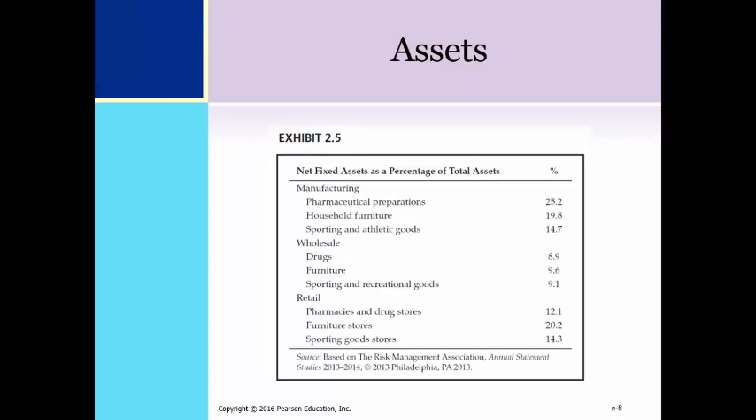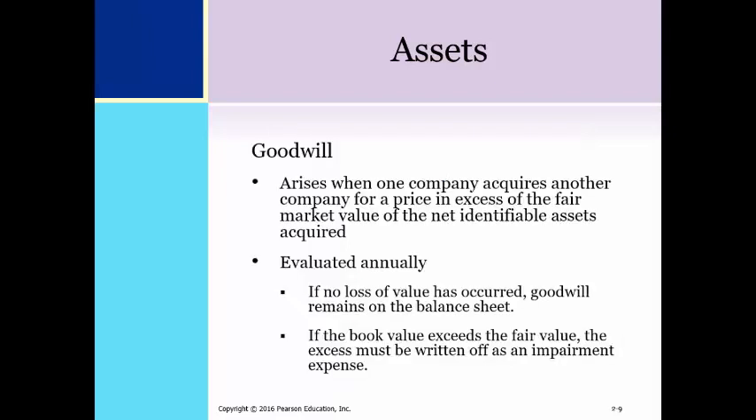The relative proportion of fixed assets in a company's asset structure will largely be determined by the nature of the business. Fixed assets are most prominent at the manufacturing level. Retailers are next because they require stores and buildings in which to sell products, and the wholesale segment requires the least investment in fixed assets.